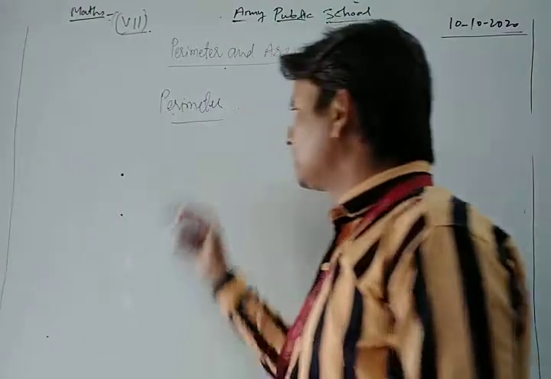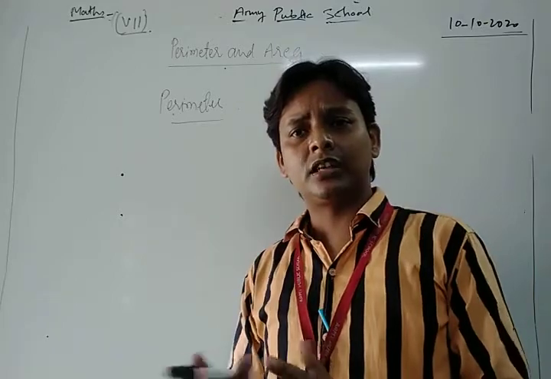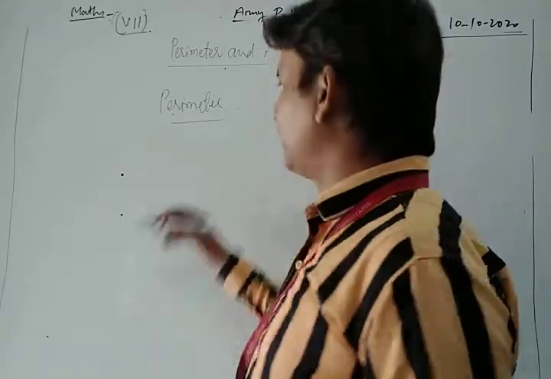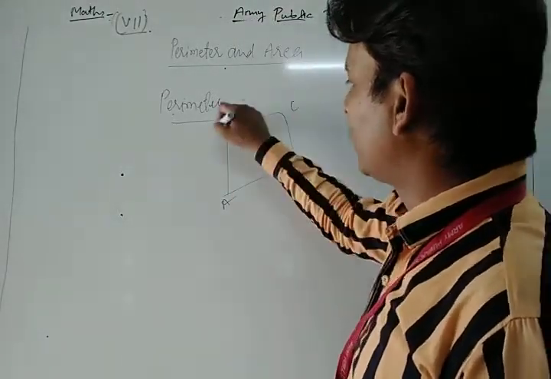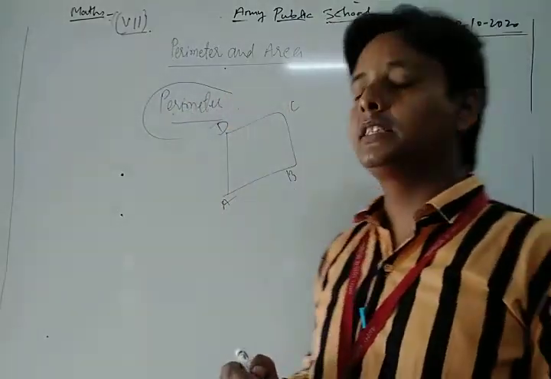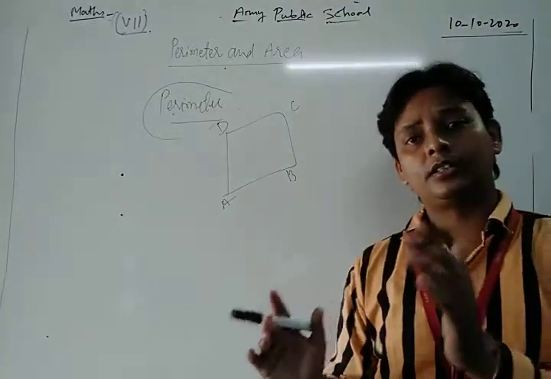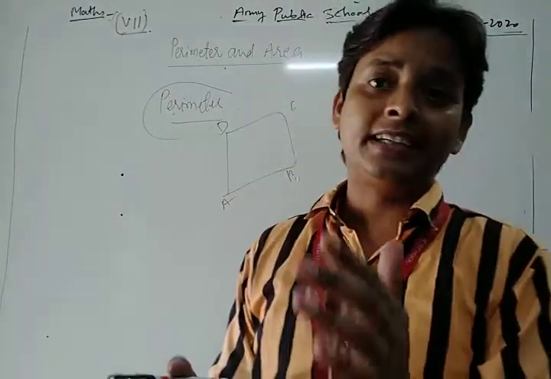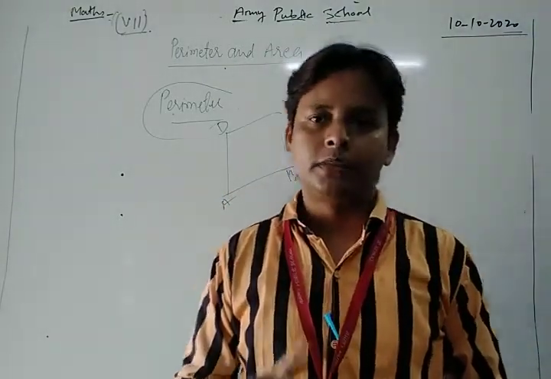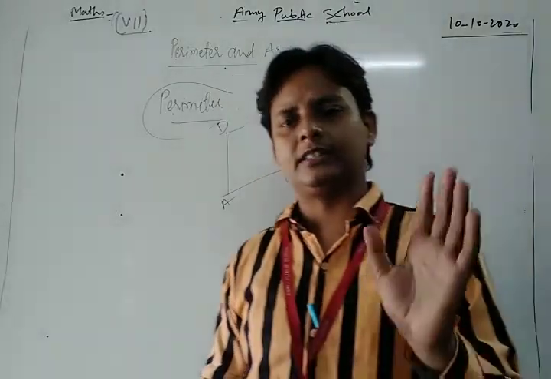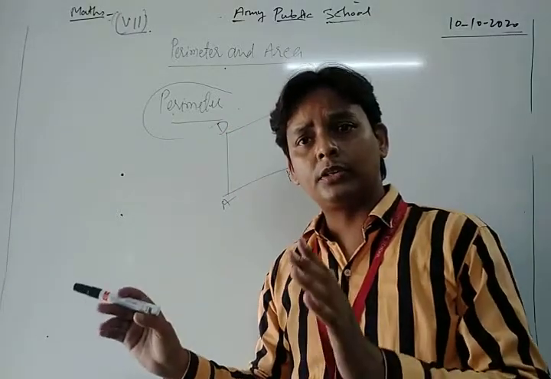First of all, we discuss the concept of perimeter. Dear students, the perimeter of any geometrical figure is the sum of all its lengths. Suppose ABCD is a square, then perimeter means the sum of all its sides. The sum of all sides of any geometrical figure is known as its perimeter, whether in a rectangle, a square, a trapezium, or a parallelogram.